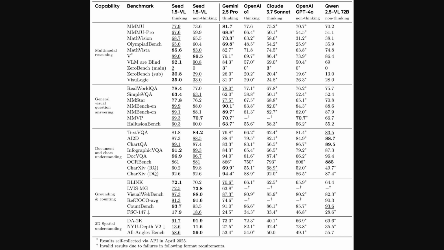Alright, so after all that training and refinement, this table presents the benchmark results. Benchmarks are standardized tests used to evaluate and compare the performance of AI models. We can see Seed 1.5-VL in both its thinking and non-thinking modes, stacked up against several other prominent models across diverse capabilities like multimodal reasoning, visual question answering, and document understanding. The numbers here really underscore the model's strong performance, often achieving leading scores, which supports the claim of its state-of-the-art capabilities across a wide range of tasks.